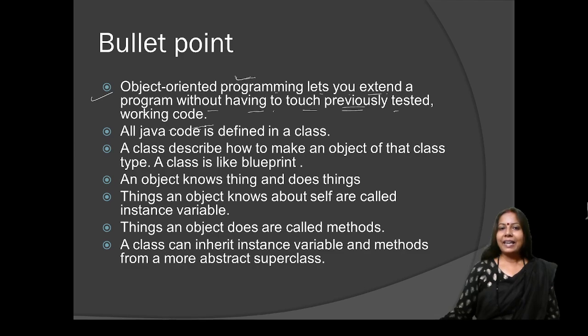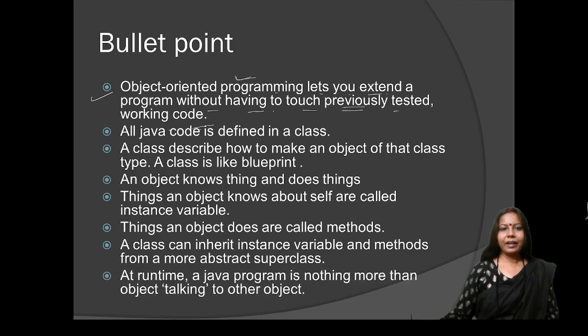A class can inherit instance variables and methods from a more abstract superclass. And at runtime, a Java program is nothing more than objects talking to other objects. Here you have seen that object is only talking to other object. It means a real Java application is nothing, only objects talking to other objects. Talking means calling methods.